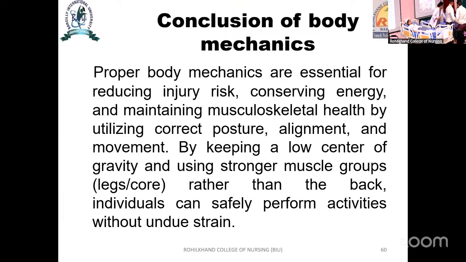So now it's time for the conclusion of body mechanics. Proper body mechanics are essential for reducing injury risk, conserving energy, and maintaining musculoskeletal health by utilizing correct posture, alignment, and movement. By keeping a low center of gravity and using strong muscles through the legs and core rather than the back, an individual can safely perform activity without undue strain.